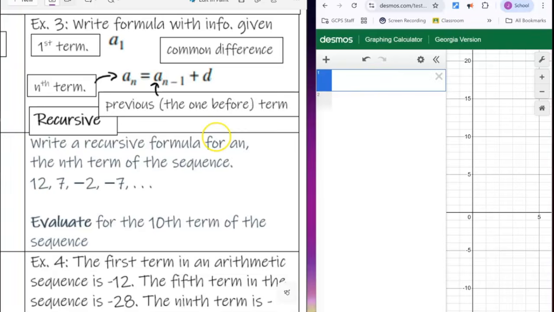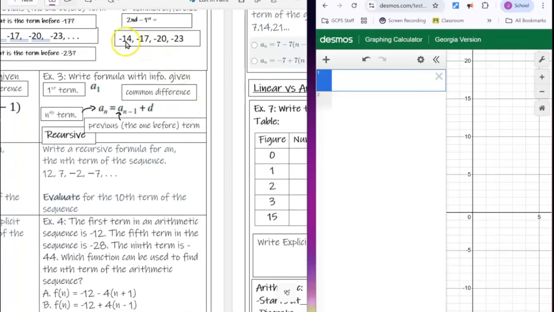Okay, so for example, I'll just show you with this. If my first term is negative 14, my second term is negative 17, my third is negative 20, my fourth is negative 23. If I want the term before the third term, so here's my third term, if I want the term before that, it's going to be negative 17. In sequences, they refer to the term before as a sub n minus 1.